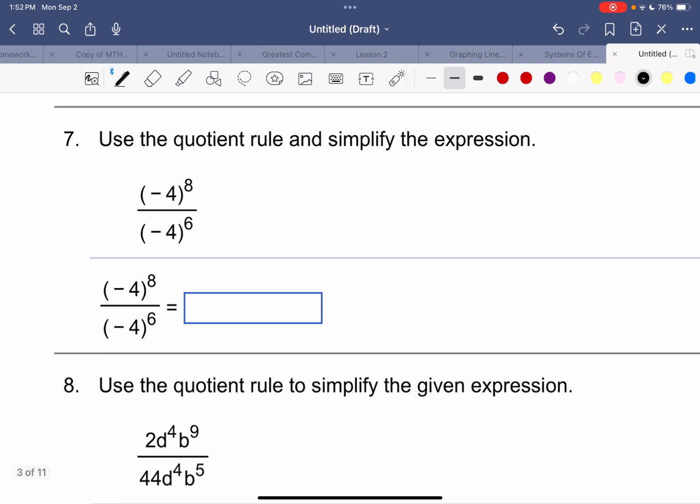Number 7. My base is -4, so I have the quotient of like bases, so it's going to be -4, and I'm going to subtract 8 minus 6 is 2, and then -4 to the second power is going to be 16, because that's -4 times -4.